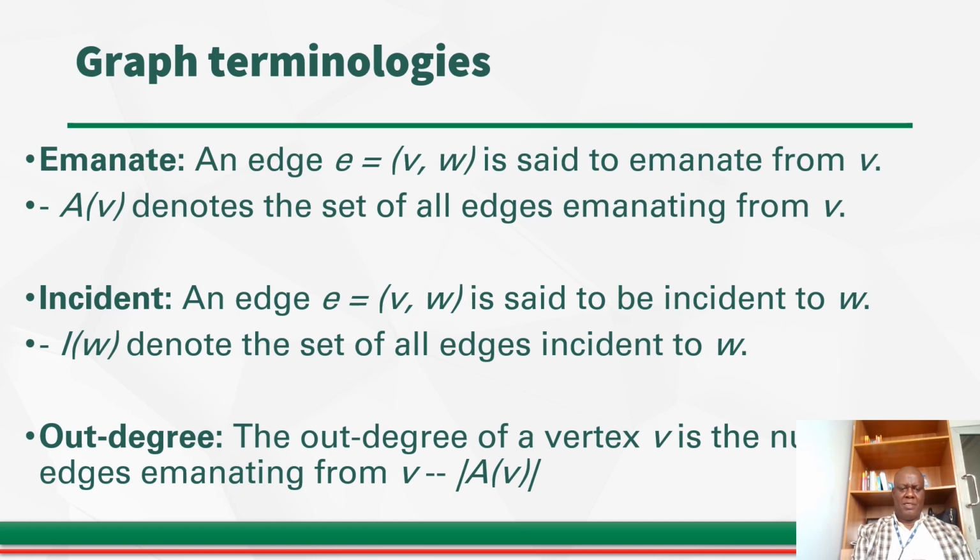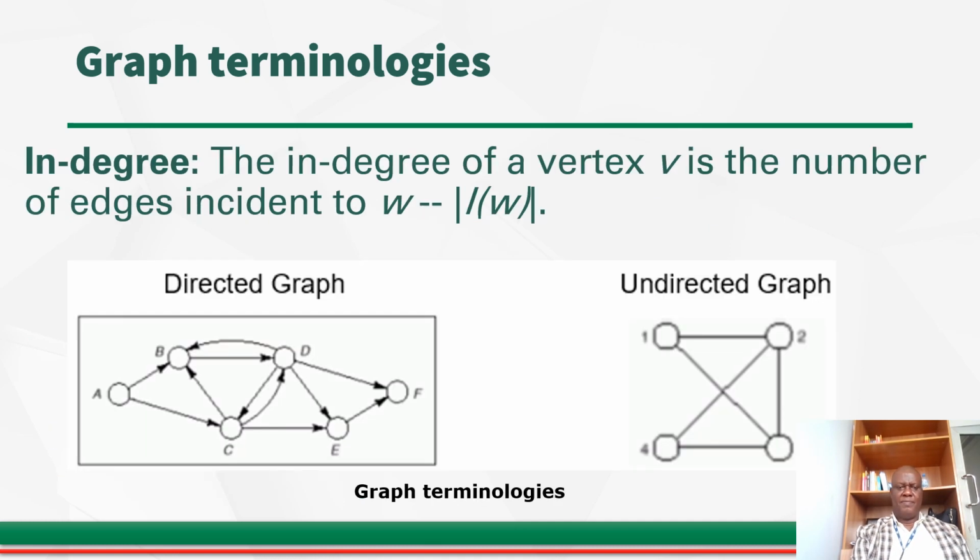Out degree. The out degree of a vertex V is the number of edges emanating from V. In degree. The in degree of a vertex W is the number of edges incident to W. So this is a directed graph, and that is an undirected graph.